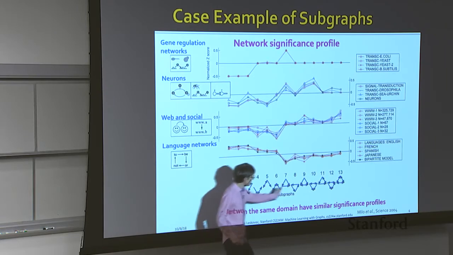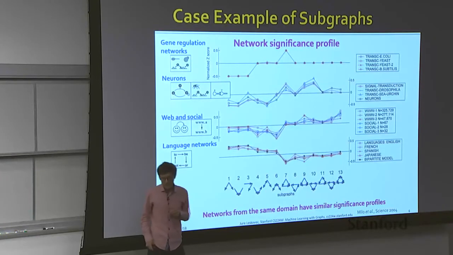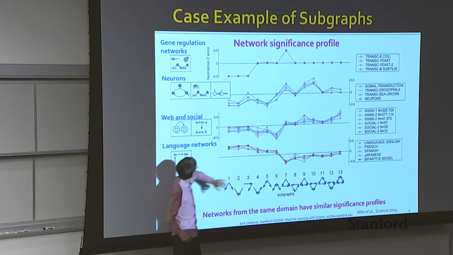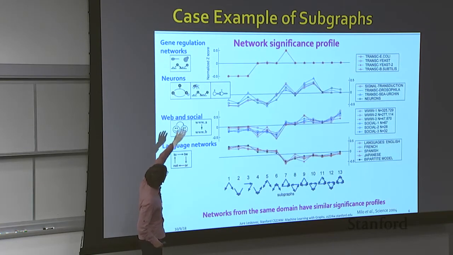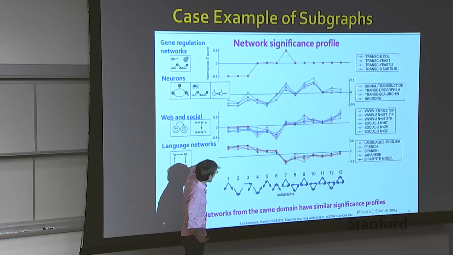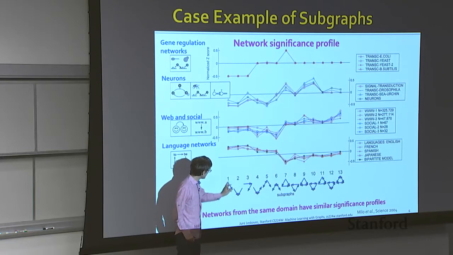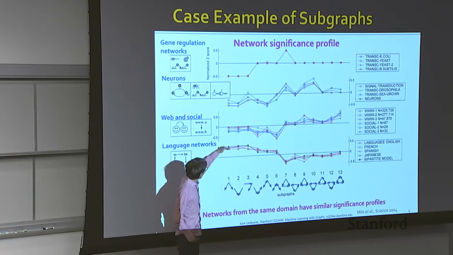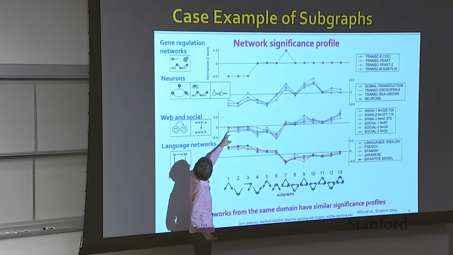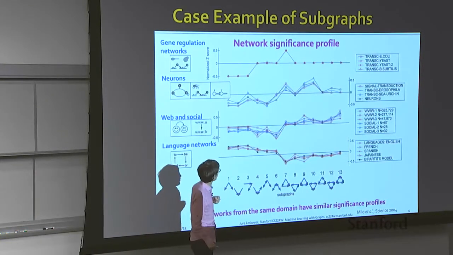These are the 13 different subgraphs on 3 nodes, directed, with a different number of edges. And then I have 4 different kinds of plots because I have 4 different types of networks: gene regulatory networks, neural networks, web and social, and language networks. For each of these, the y-axis is my significance profile, right? So the way to read this would be to say, for this particular substructure, it is overrepresented in language, but underrepresented in web and social graphs. It's underrepresented in neural networks, and it's underrepresented in gene regulatory networks, right?